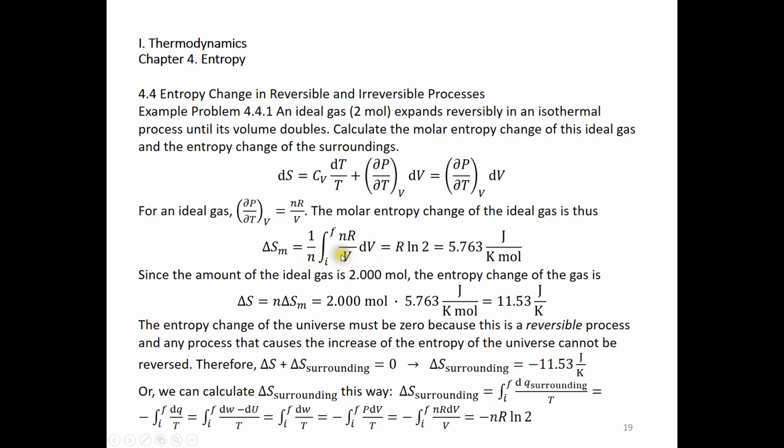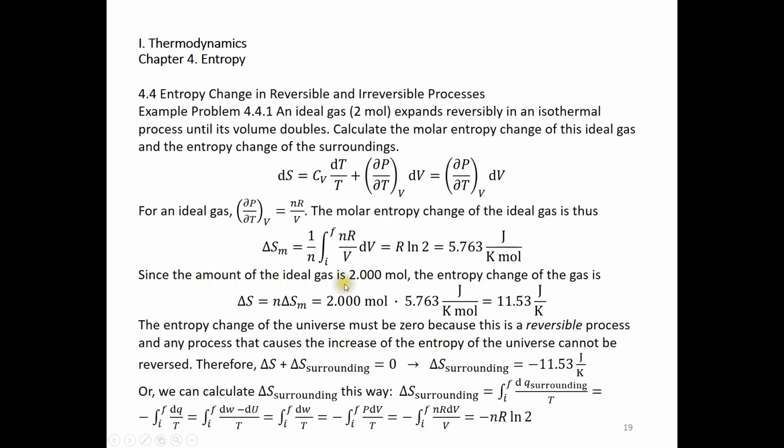And then we can integrate this nR over V dV. And since the question is asking about the molar entropy, we're going to have this divided by n, and we have R times ln 2. Why ln 2? It's the natural logarithm of volume, and the volume doubles. So V final over V initial is 2. So we have R, which is 8.314, times ln 2, and we get 5.763. The unit is joule per kelvin mole.